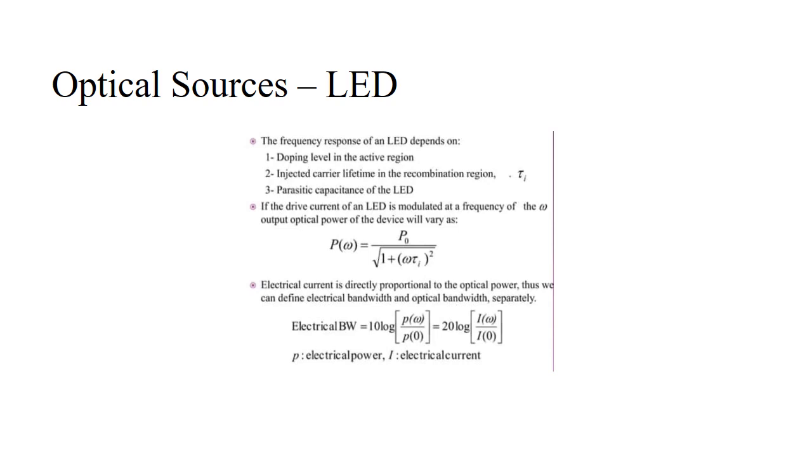The electrical bandwidth is equal to 10 log of P(omega) divided by P(0), where P(omega) is the input power and P(0) is the output power. Or you can write it as 20 log of the output current divided by the input current, I(omega) divided by I(0). Here P is the electrical power and I is the electrical current.